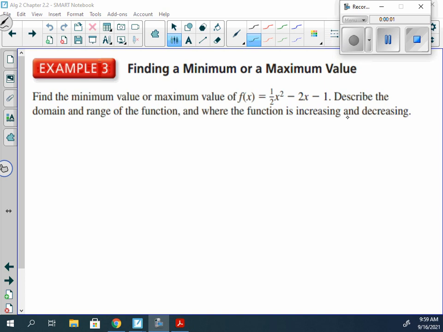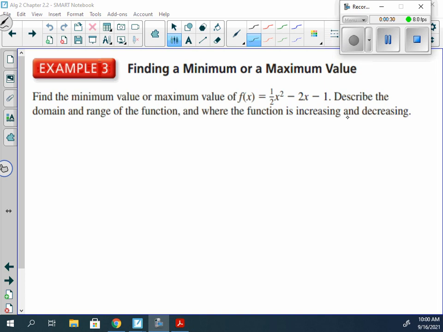All right, guys, so what we talked about yesterday is the function y equals a times (x minus h) squared plus k, where the vertex is the point (h, k), and the axis of symmetry is the line x is equal to h.